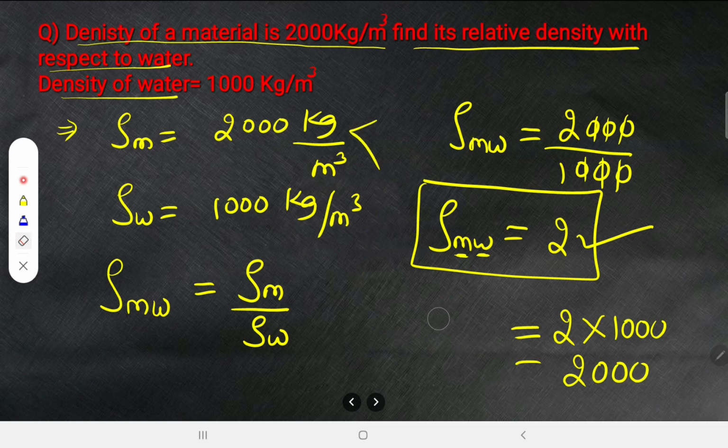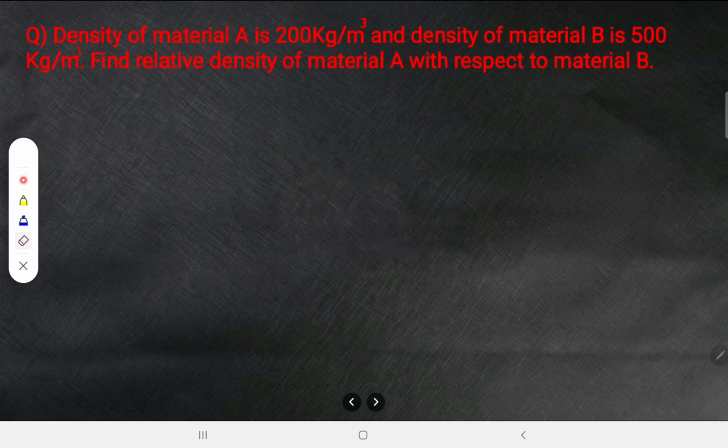This is not a part of the solution, okay? Just now I explained one concept, no? Just to clarify, I told you. Let's move to the next question.